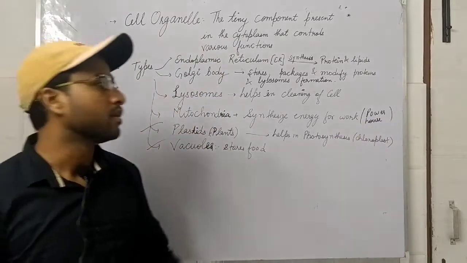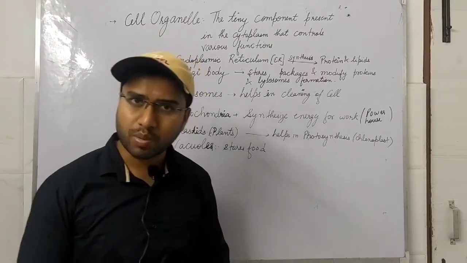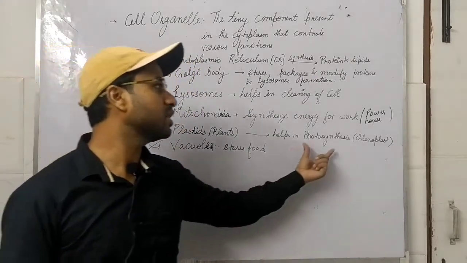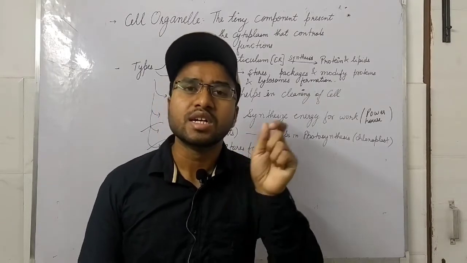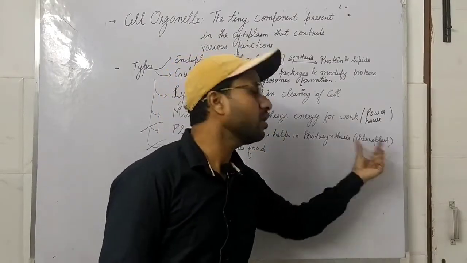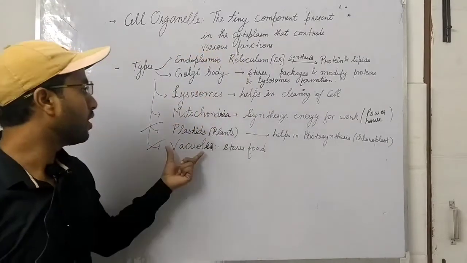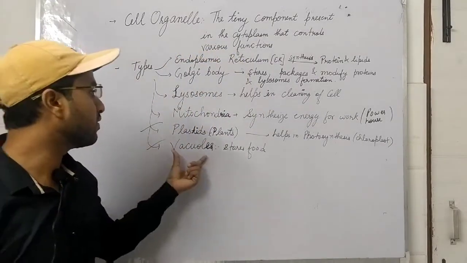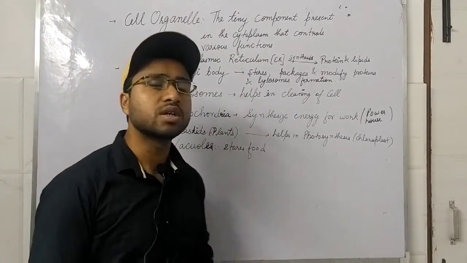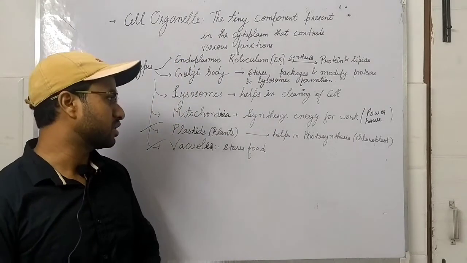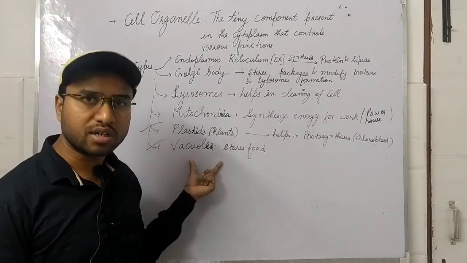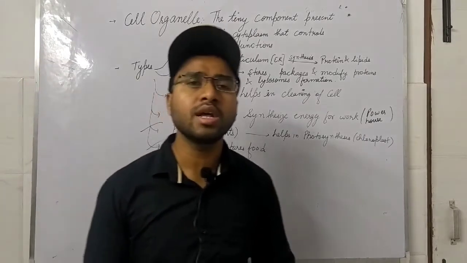Now plastids are only present in plants, right? So they help in photosynthesis, and the plastids which contain green color are called chloroplast. Now last, the vacuoles. What do vacuoles do? They store food, right? They are present in both animals and plants, right? Their size is larger in plants but smaller in animals.